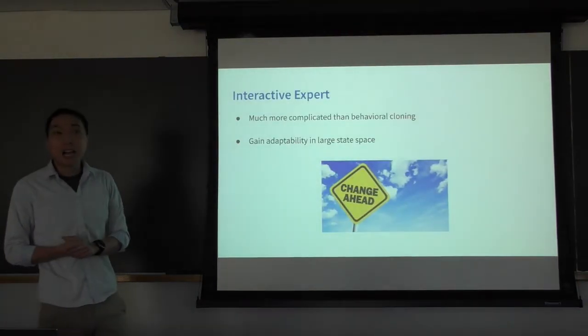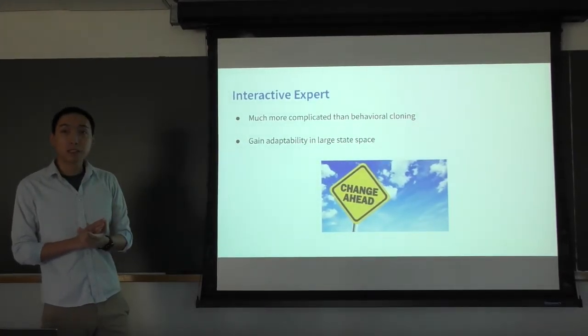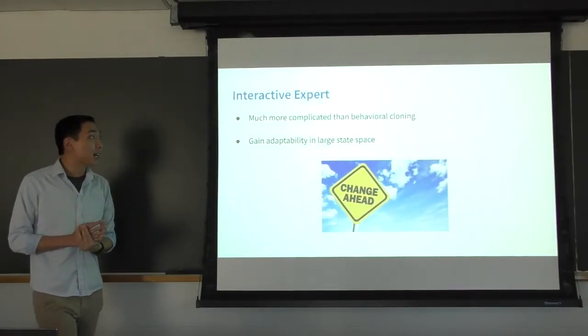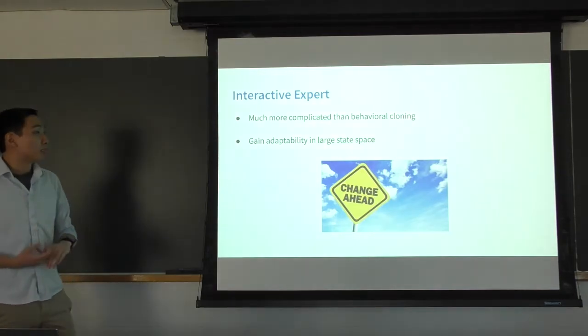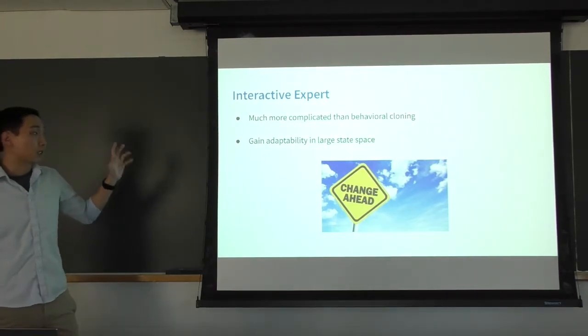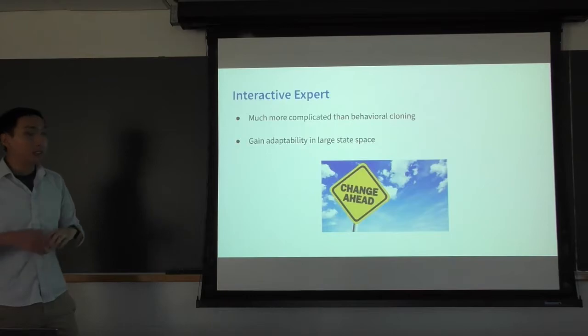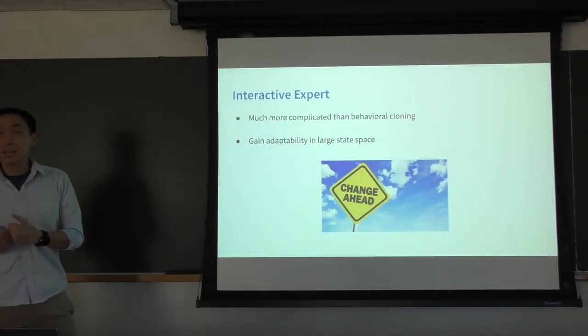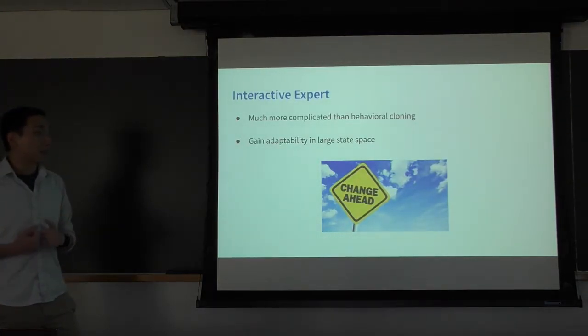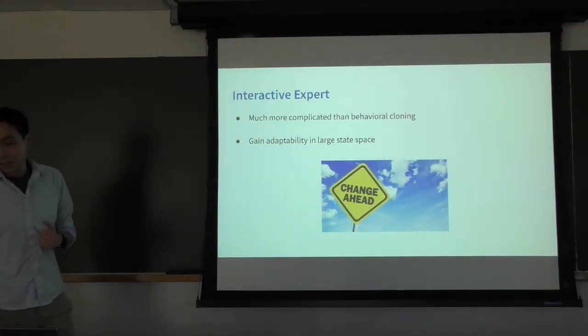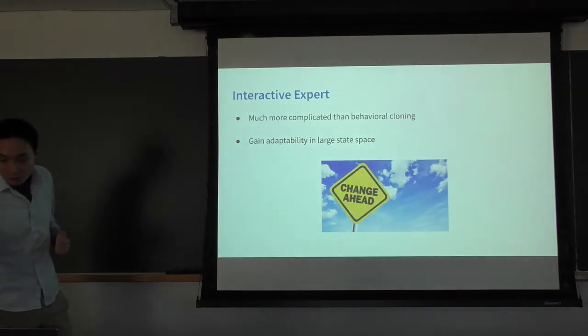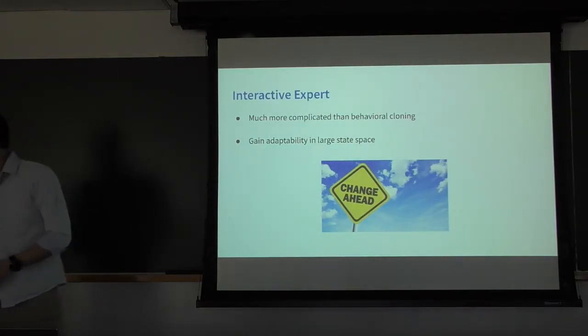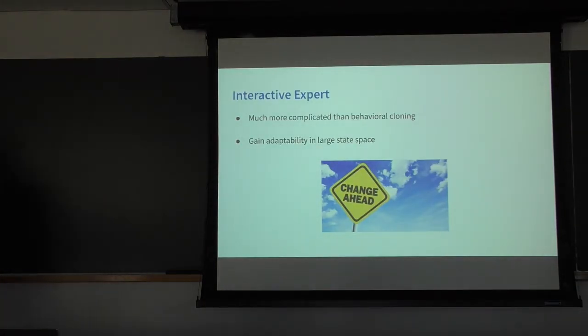So I have introduced three different methods for behavioral cloning: forward training, DAgger, and SMILe. These are all methods that are much more complicated than simple behavioral cloning, but it allows you to be more adaptable in large state spaces. Now I will turn it over to Sanchit, and he will talk about IRL.